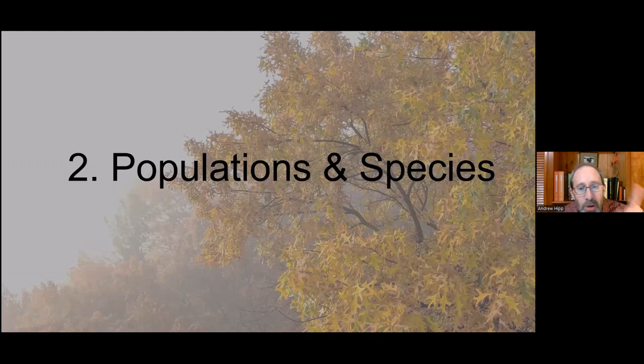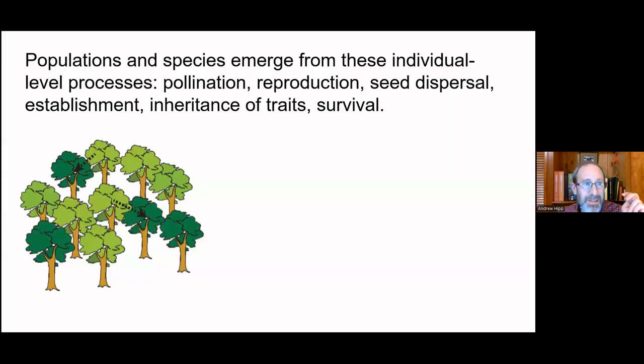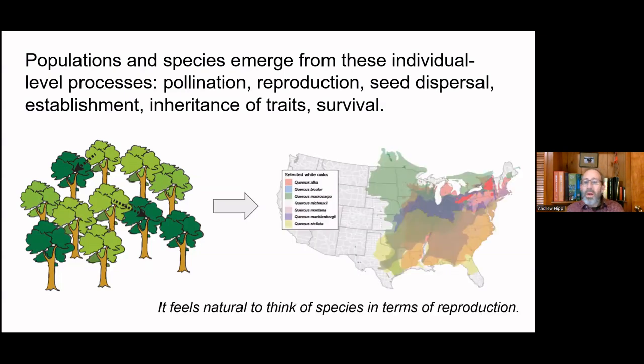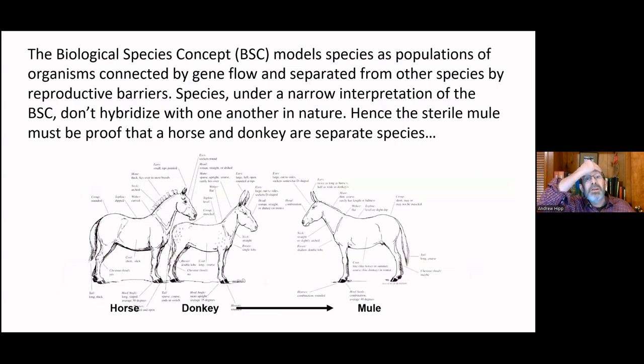Let's begin to think now about oaks as populations and species. Because these individual level processes that we look at, pollination, reproduction, seed dispersal, establishment, inheritance of traits, survival, you put all these things together and you get a population or a species. So when we think of species, it's very natural to think of them in terms of reproduction, which is how probably most of us learned about species. A lot of us learned about the biological species concept in high school.